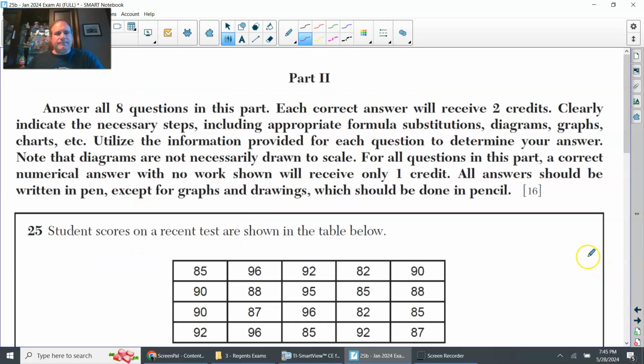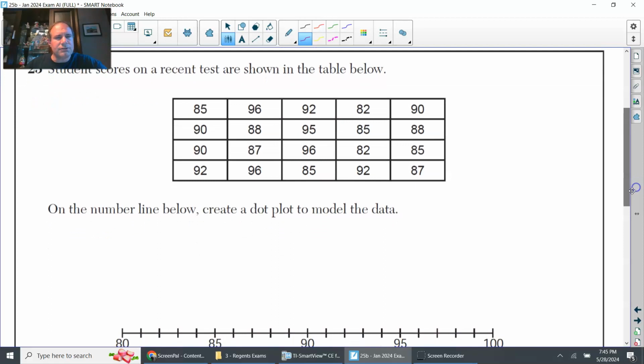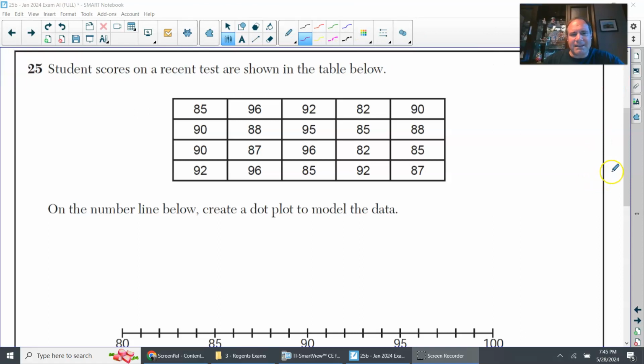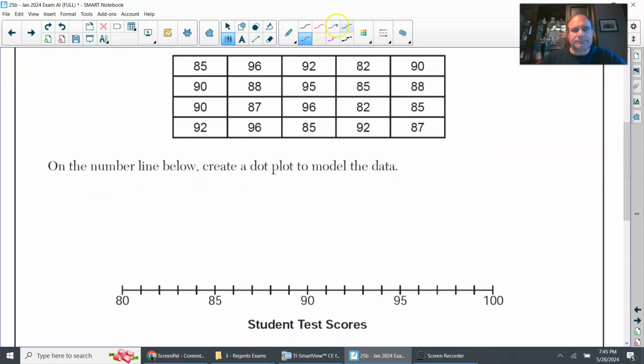So part 2. Students, you just basically have a recent test. Scores are shown below. This is part 2, the first of the open-ended, and they want to create a dot plot. So, we will. 85, put a dot. Of course, above. 90, put a dot. 90, put another dot. 92, put a dot. These are going by ones, by the way. 96, put a dot.